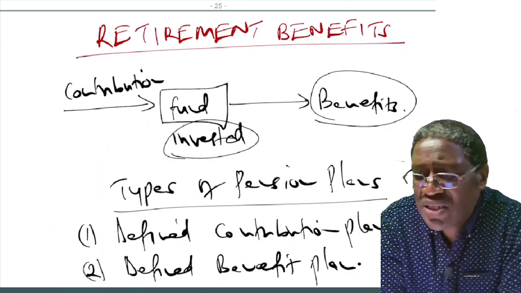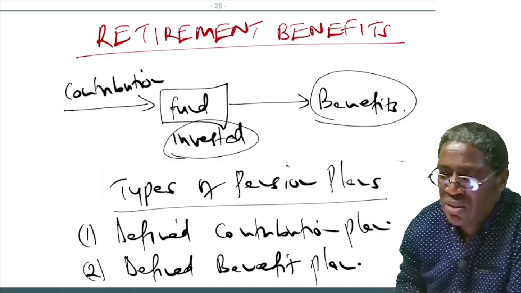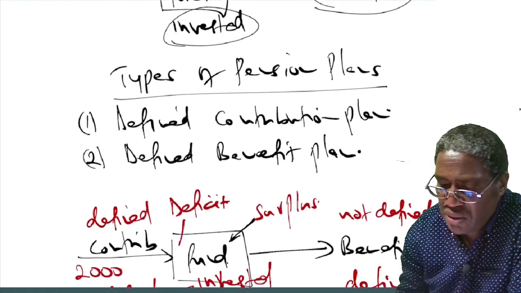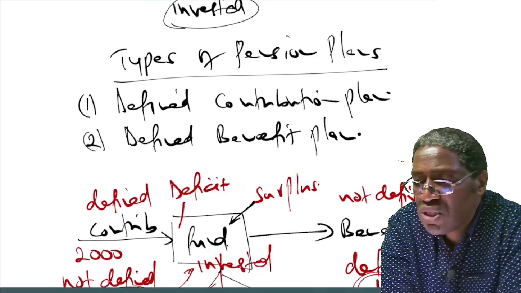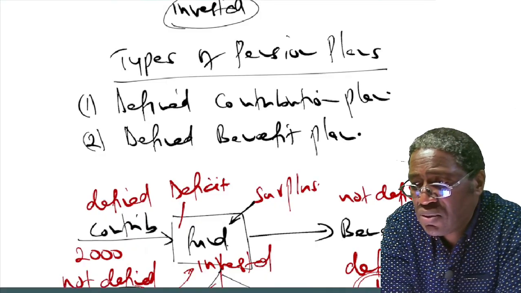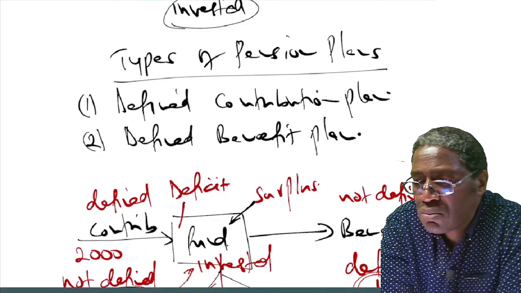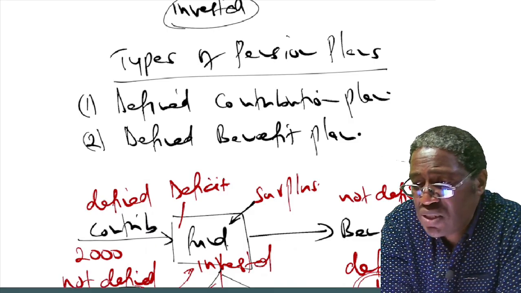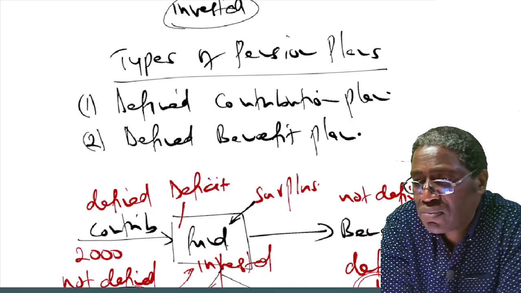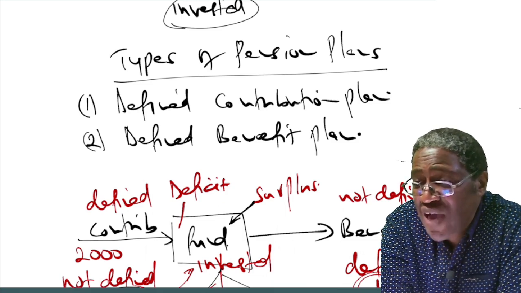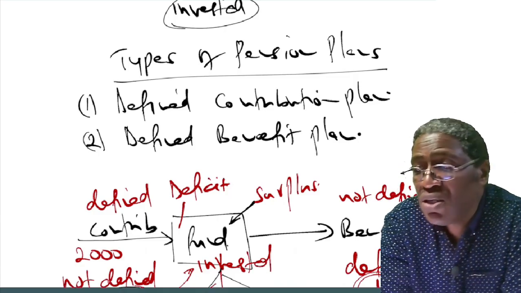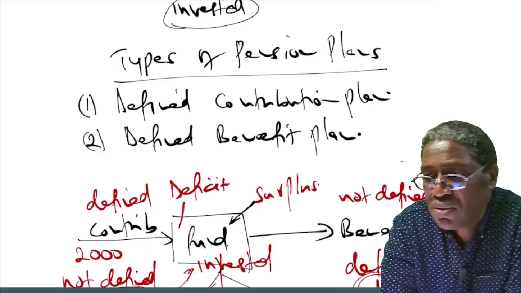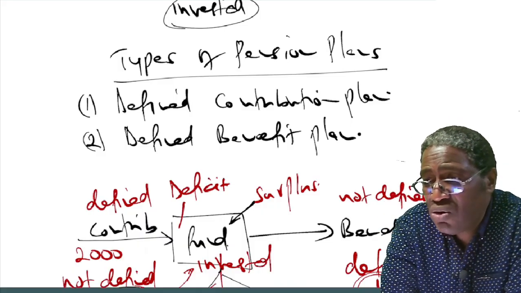Another subheading: types of pension plans. Number one, defined contribution plan.